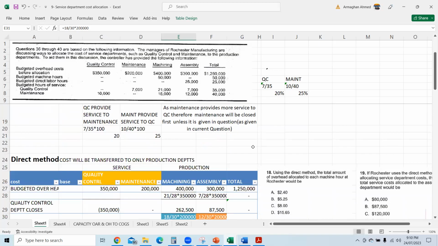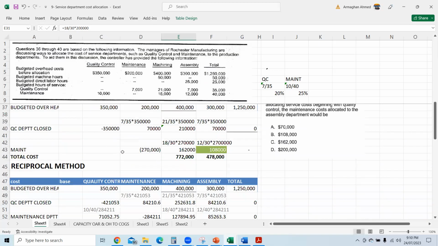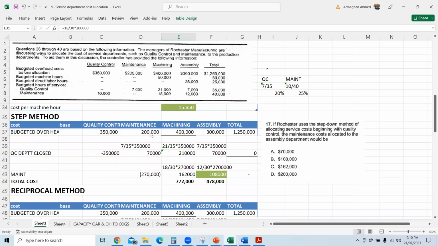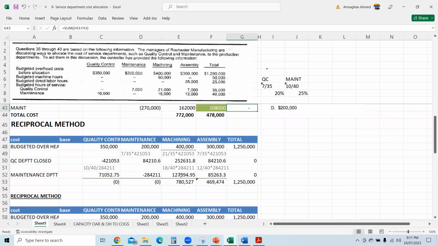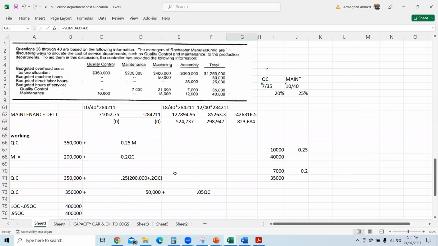So let's see here. In the step method, you see in the maintenance, its own cost was 200. Then how much quality control cost came? 270, right? So we will find out how much cost will be coming from the other department, and that total we will be allocating, right? So here we have to work with the algebraic method. Let's see how we'll work on it.